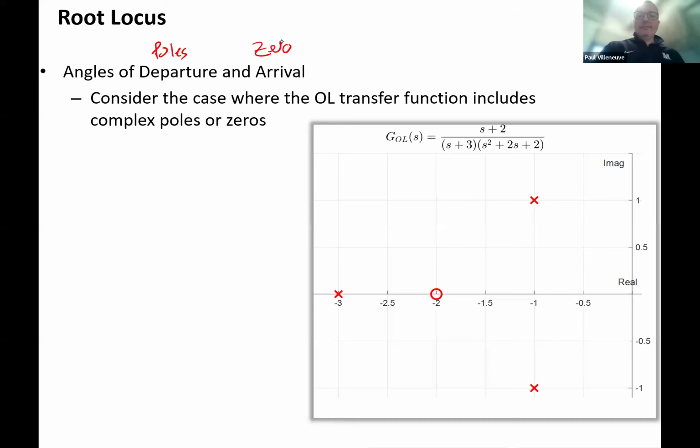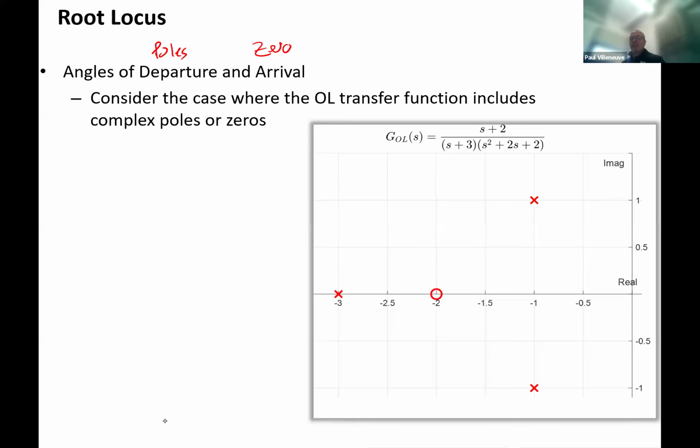What's our mantra? You start at a... guess the mantra didn't work, right? Start at a pole and end at a zero. So you're departing a pole because you start at a pole, you depart from there, and then you end or arrive at a zero. So you're calculating departure angles if you have complex poles, and you calculate arrival angles for complex zeros. Okay, so there is a difference between the two.